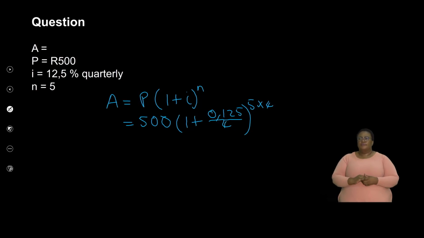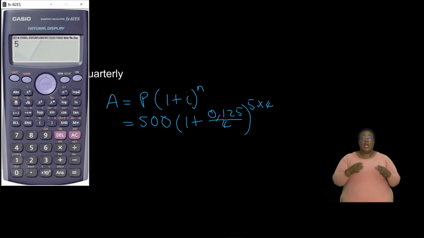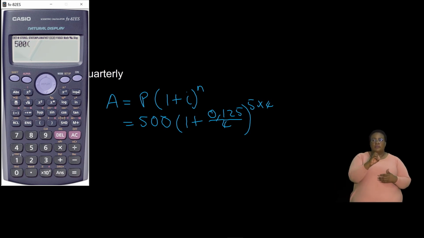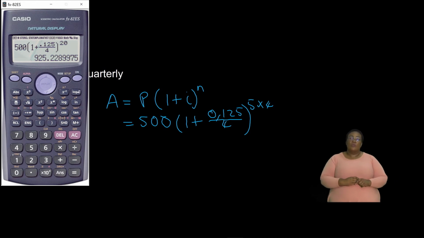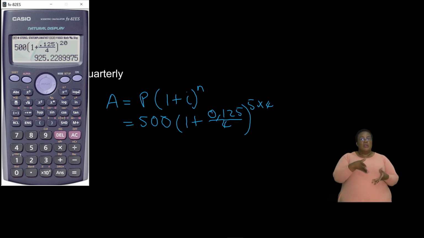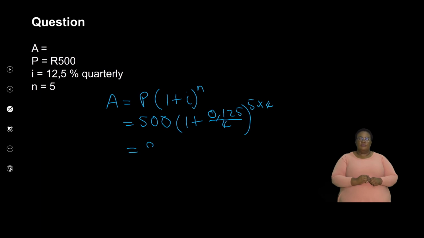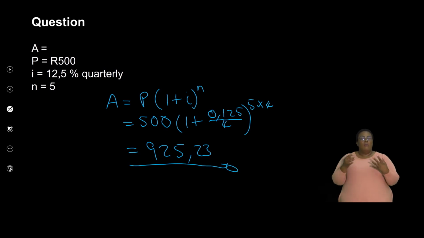So I'm just going to go to my calculator here. The initial amount is 500 rands, and this was invested at a rate of 12.5, that is 0.125 divided by 4 because it was compounded quarterly, and it was to the exponent of 20 because 5 times 4 is 20. Hopefully my math is still intact. Now, Sibongile actually got 925 rands and 23 cents, right? And that's how much Sibongile had.